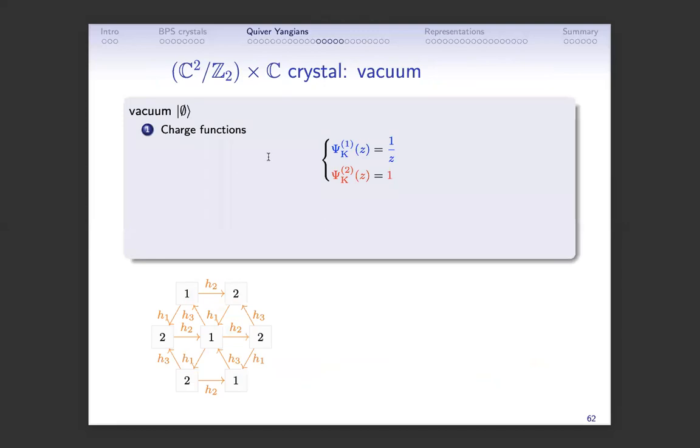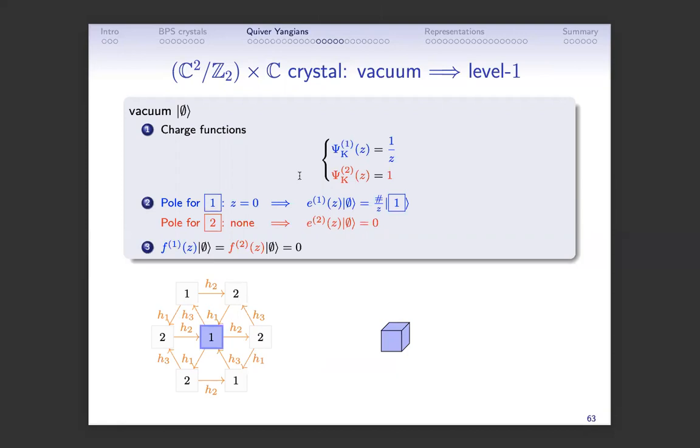Now you can check the first few cases. This is the vacuum. For each color you have a charge function. The vacuum charge function is 1/z. So you have one pole for the color 1, which means that you have an adding pole for the blue atom. So you can add a blue atom here, but there's no pole for the red atom, so you can't add a red one at this step, and there are no removing poles.